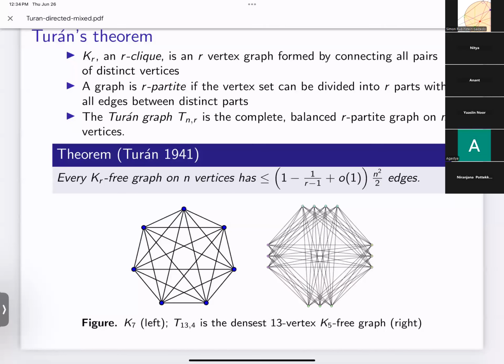And we call this the Turán graph because it's balanced, because every group has as equal as possible many vertices as every other group, right? Maybe it's not divisible by 4, but we do the best we can.